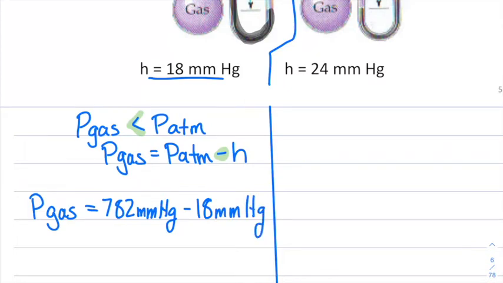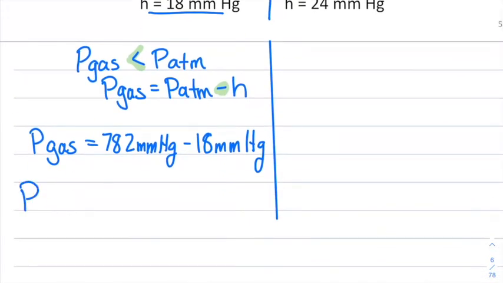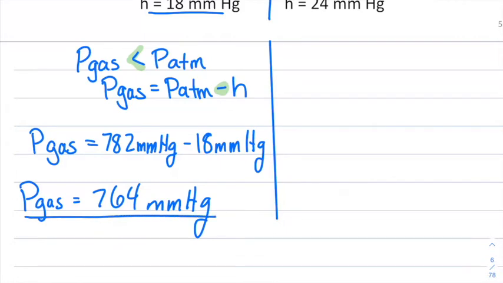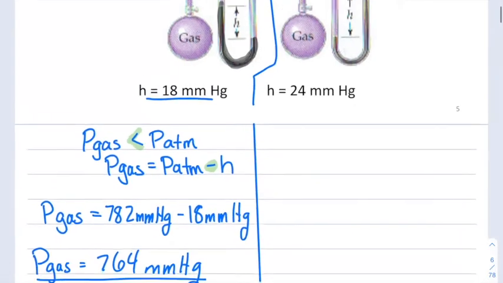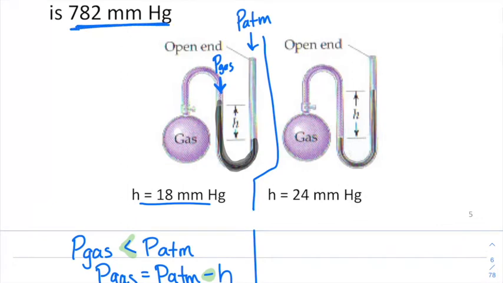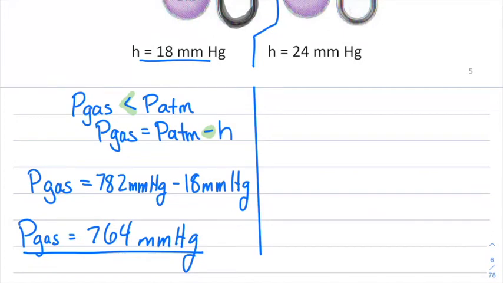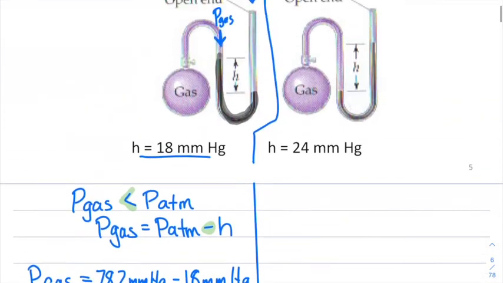All right, so I'm going to take that 782 and let me straighten out my 8 a little bit. There we go. So 782, and I'm going to subtract 18. So it looks like the pressure of the gas is 764 millimeters of mercury. So we said the gas should have less pressure than the atmosphere, and that's what we found. We found a gas that is less than the pressure of the atmosphere that was given right up here. So the atmosphere is 782 millimeters of mercury, and the gas is 764. All right, so let's take a look at the next one.